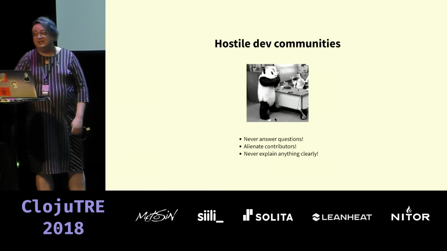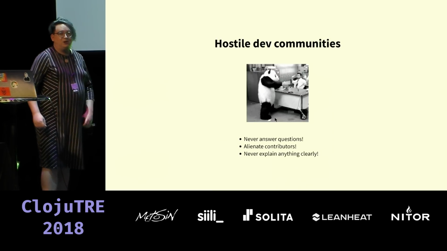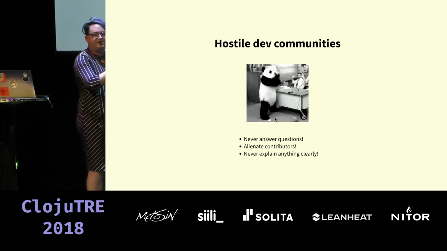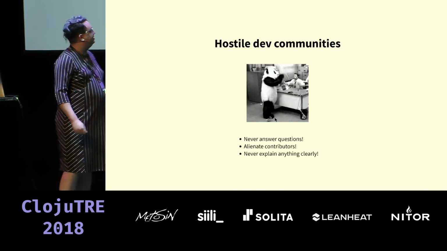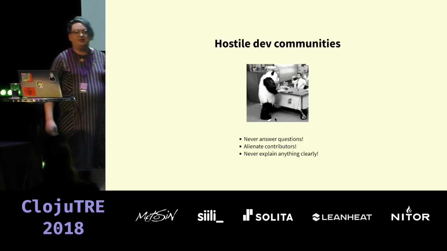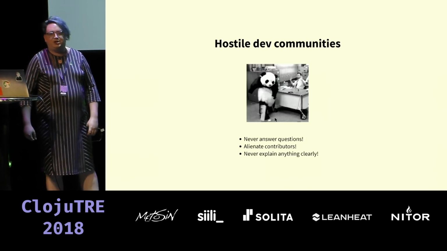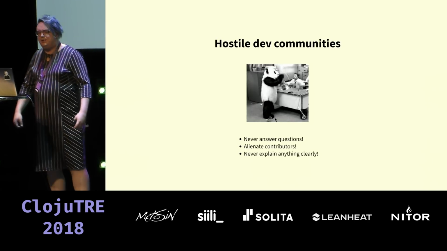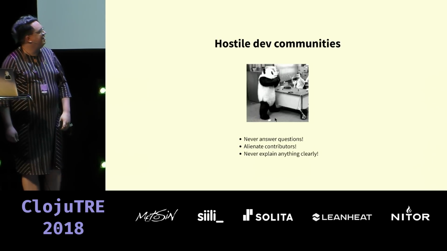Hostile dev communities. Never answer any questions. If you've got a Slack, ignore it. They should go on the IRC and see nothing but join and quit messages. Alienate contributors. Contributors have ideas about where your language or your library should go. Why do you need to listen to them? They're idiots. They'd write it themselves if they could do it, right?